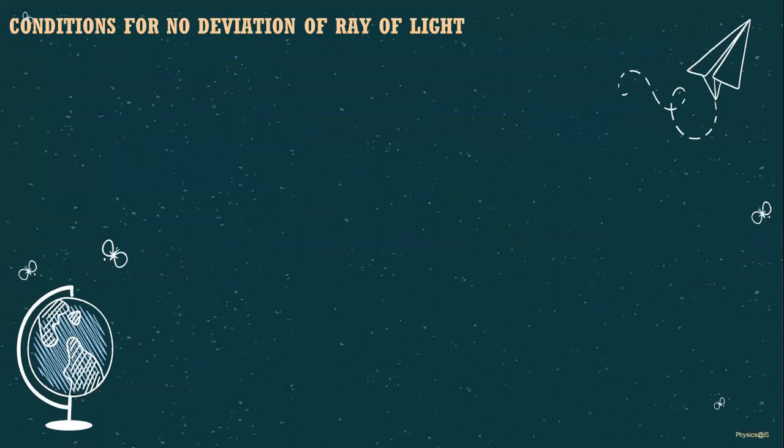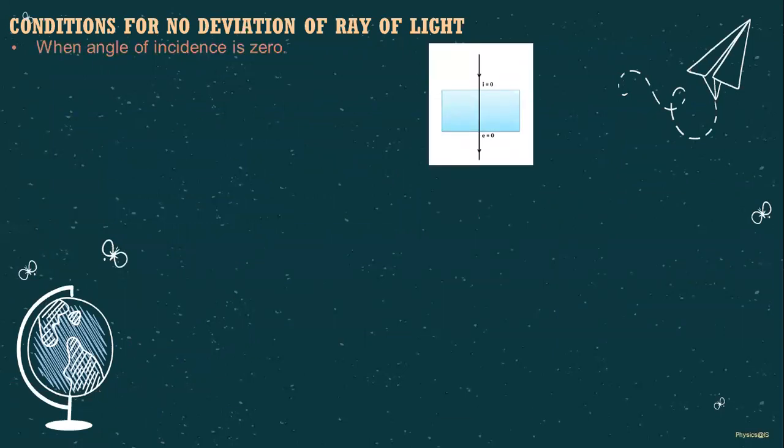Conditions for no deviation of a ray of light. When the angle of incidence is 0, that means when the ray of light strikes the surface normally, it will make an angle of incidence equal to 0 degrees. And in that case, there is no deviation in the ray of light. Second, when the refractive index of two media is the same, in that case also there is no deviation in the path of the ray of light.